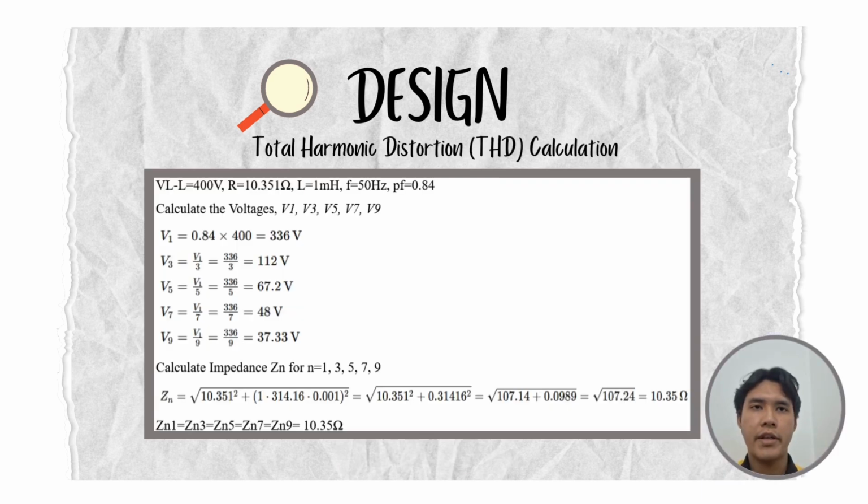The next part is the total harmonic distortion calculation. By obtaining the parameters from the previous calculation, such as R, L and power factor, we also have the V line to line, which is 400 volts, and the frequency, which is 50 Hz. First we calculate the voltages from n equals 1 to 9, and then we calculate the impedance from n equals 1 to 9. The impedance from 1 to 9 is constant, which is 10.35 ohms.